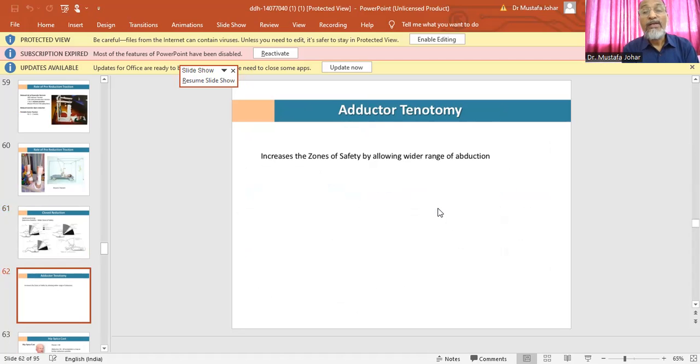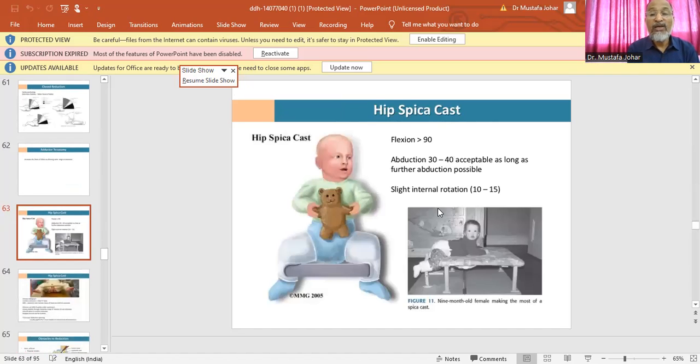Then adductor tenotomy increases the zone of safety by allowing a wider range of abduction, because by the age of 18 months, the child develops adductor tightening, the adductor tendons are contractured, and you may have to do a percutaneous adductor tenotomy at the inguinal region on the medial side under GA, with a blunt knife, just with palpation. And in certain cases, you can do the hip spica treatment.